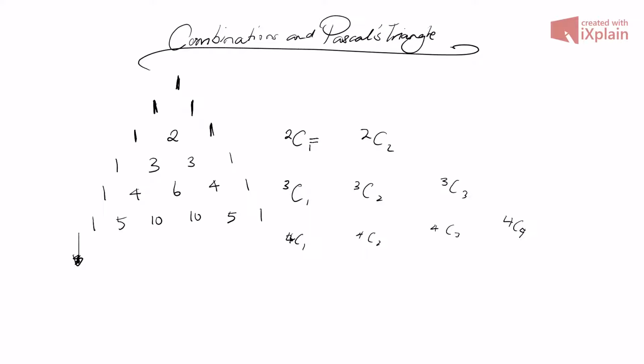Okay, so 2 choose 1. How many ways can you choose 1 from 2? There's 2 different possibilities. 2 choose 2. How many ways can you choose 2 from 2? There's 1 possibility. How many ways can you choose 1 from 3? 3 possibilities. How many ways can you choose 2 from 3? 3 possibilities. 3 from 3, 1.